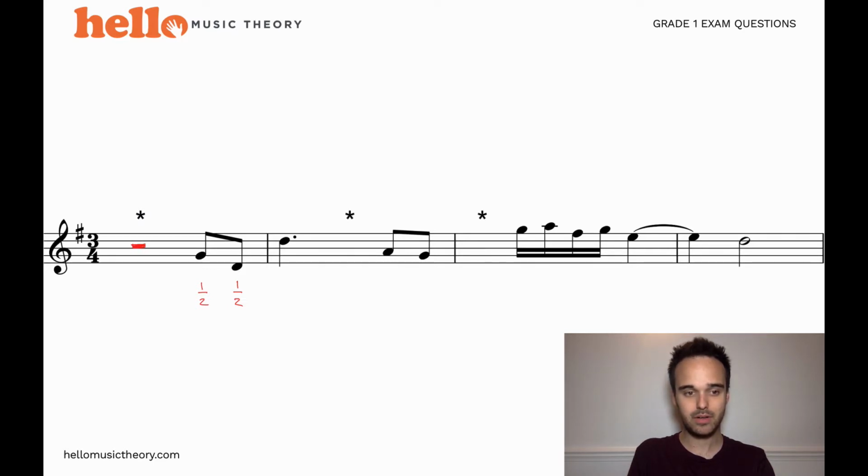So now we've got 2 beats there, and then we've got 2 half beats equals 3, and that adds up to our time signature. So this bar is now complete. Hopefully this is making sense. We'll do a few more examples just so that it's drummed into you.